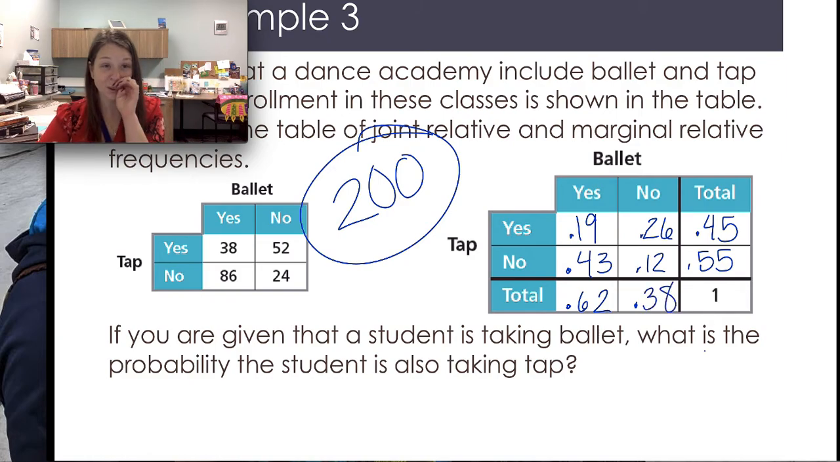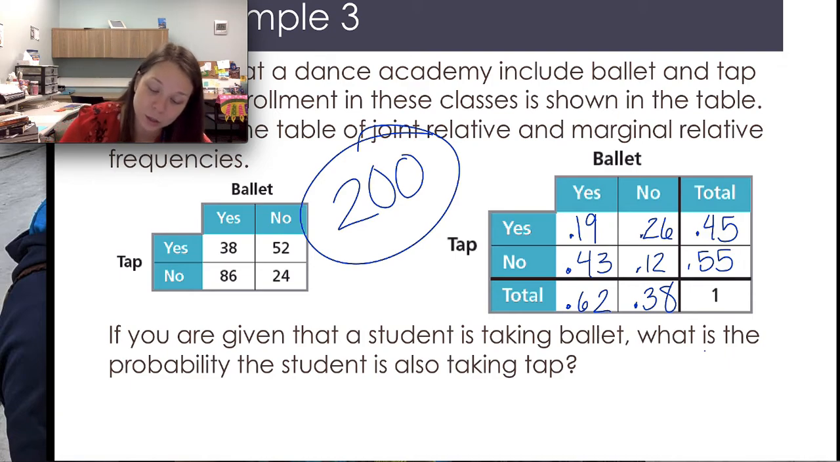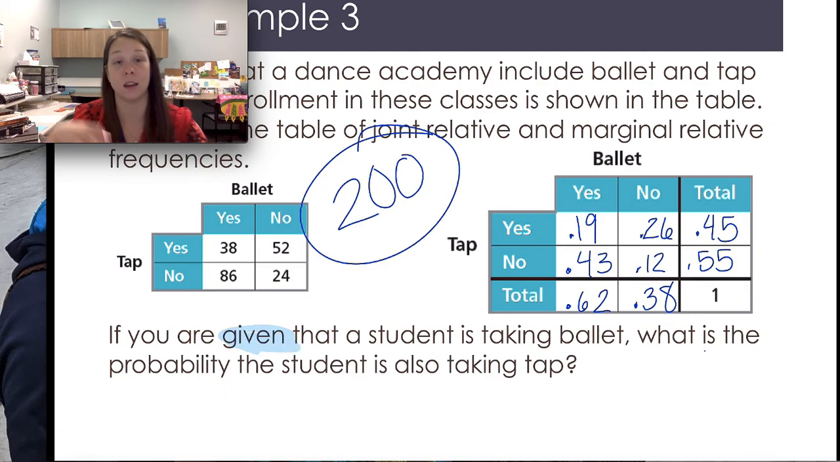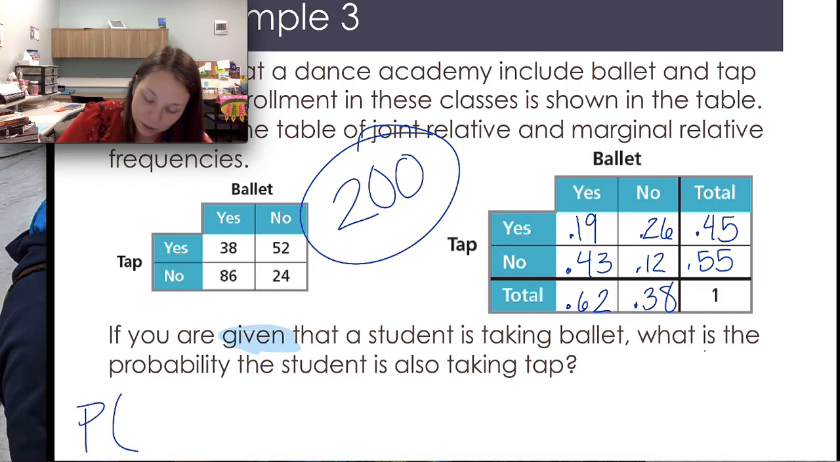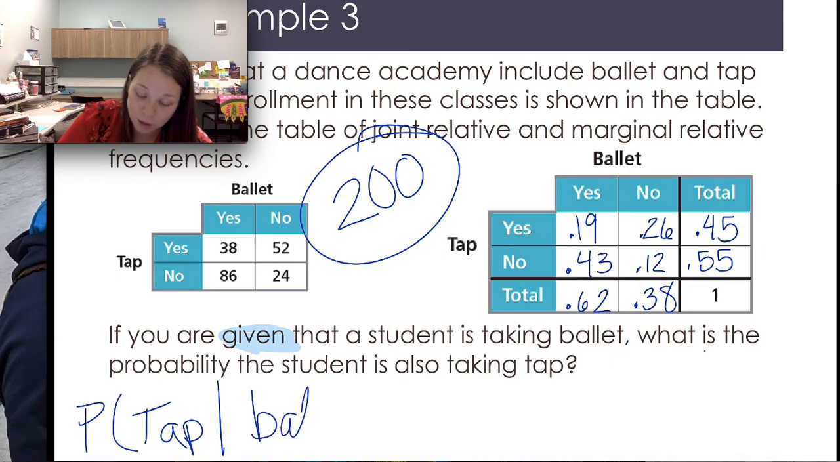So now let's look at the question. The question says, if you're given that a student is taking ballet, what is the probability that the student is also taking tap? This is a conditional probability. It is using this key setup of you are given something about the student. What is the probability that then this happens? So we're looking for the probability that someone is taking tap given that they are in ballet.